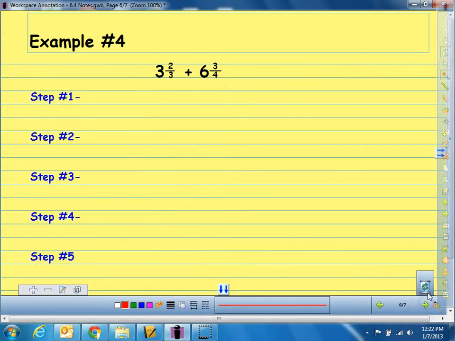I've got one more example here that I would like you to do on your own, so we can check it in class tomorrow. You'll notice we're adding, and we have different denominators, so you're going to have to find a common denominator for them and proceed through the 5 steps. So go ahead and pause it and write these answers down, because I have one more slide that I need to show you after this.